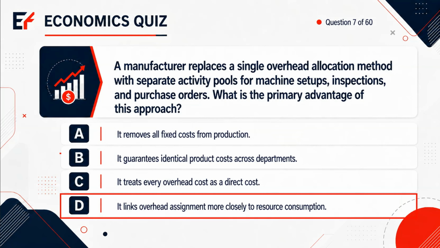Let's look at the benefit. Activity-based costing separates overhead into activity pools, such as setups, inspections, and purchase orders. Each pool is then assigned using a cost driver that reflects how the activity consumes resources. Therefore, costs are allocated more accurately to products based on the activities they actually require. Option A is incorrect because fixed costs still exist under activity-based costing. Option B is incorrect because different products and departments can consume activities at different levels. Option C is incorrect because overhead remains indirect even though it can be assigned more precisely.